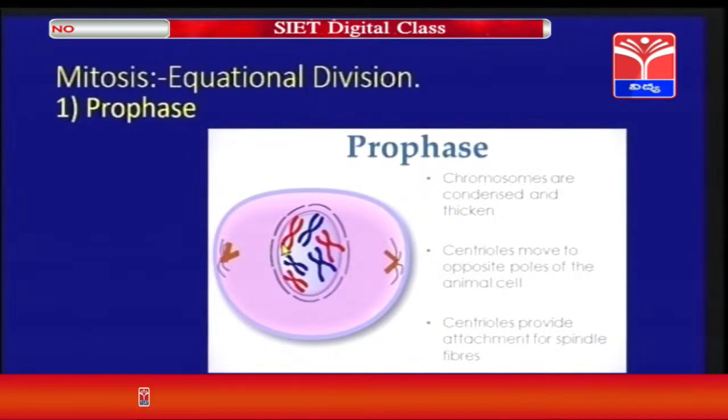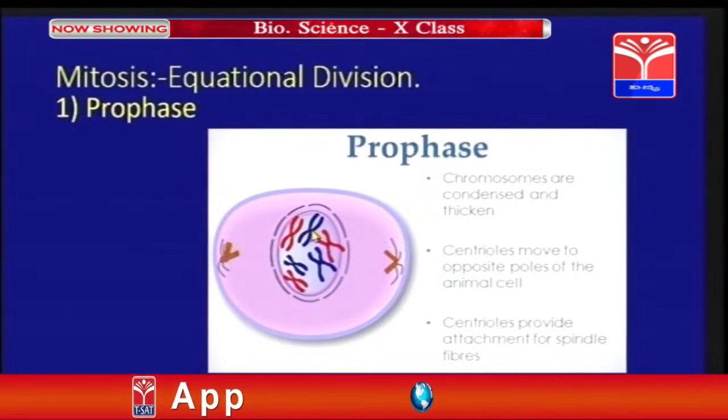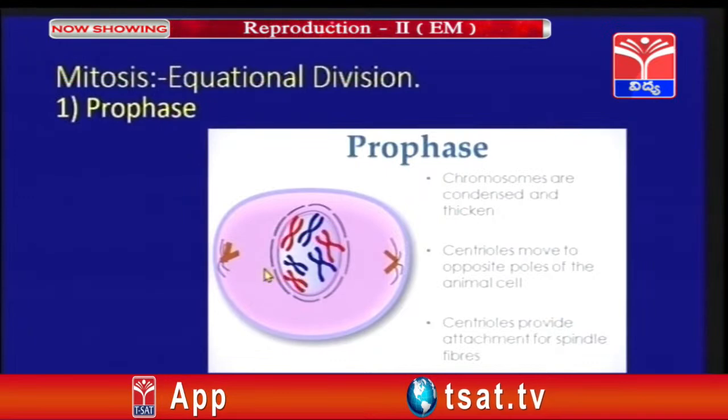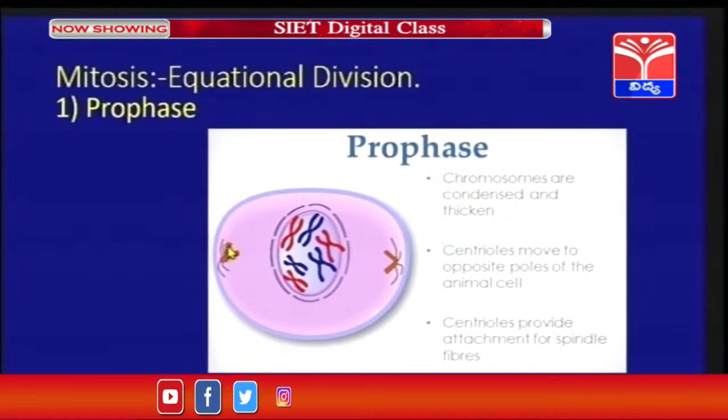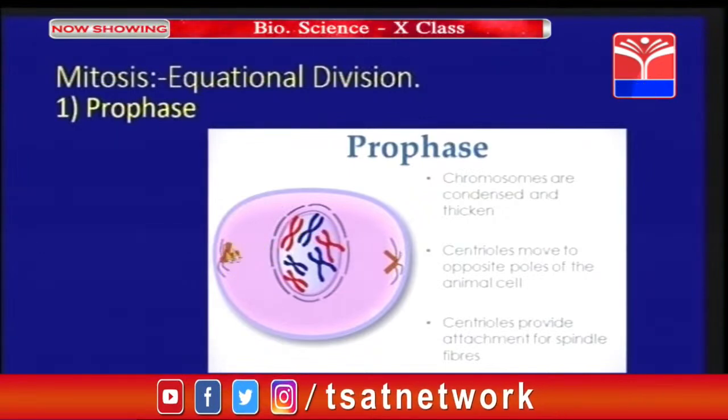As we go to the further phases, you will see fine thread-like structures towards the chromosomes. We call those thread-like structures spindle fibers. These centrioles play a major role in attaching the spindle fibers to the chromosomes. Let us see the structure of a chromosome.